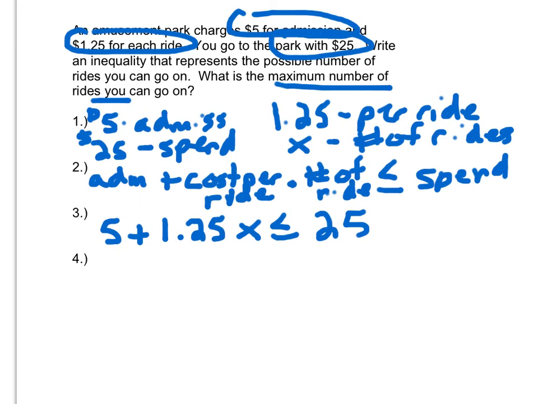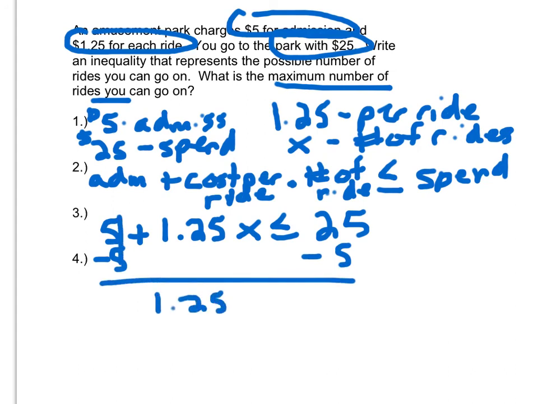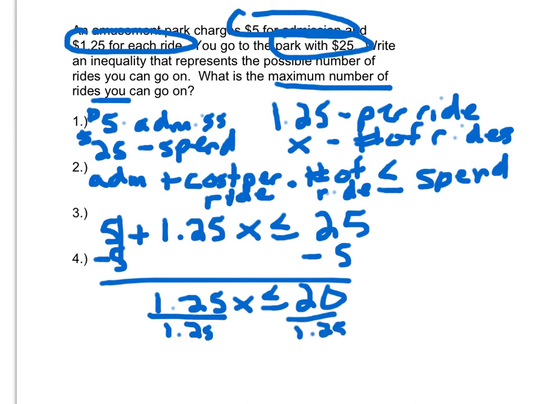Now, we just need to solve our inequality here. We're going to subtract 5. And I get 1.25 times x is less than or equal to 20. Now I just need to divide by 1.25 on each side. And I get x is less than or equal to, and 20 divided by 1.25 is 16.